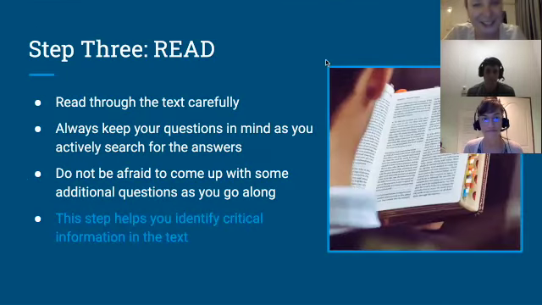So the third step is to actually read it. Using these prior steps of surveying and questioning, now is the time to actually engage with the text and read with the questions in mind as you actively search for answers. Another strategy for this process is to come up with some additional questions as you go along and engage with the text as you read it. The whole strategy is meant to keep you interacting with the text, being more active, as you'll be more likely to recall the knowledge in the future. So this step will help you identify critical information within the text.